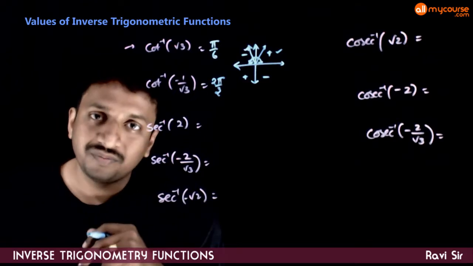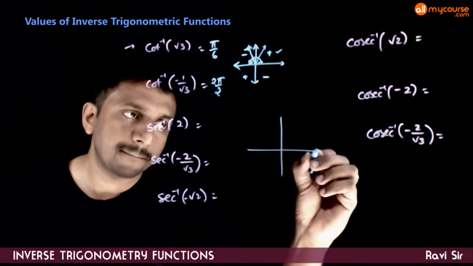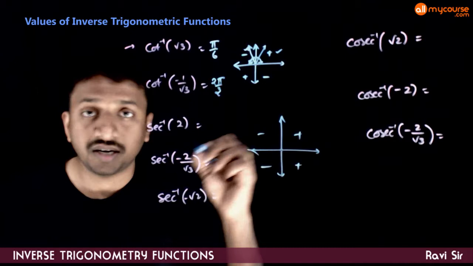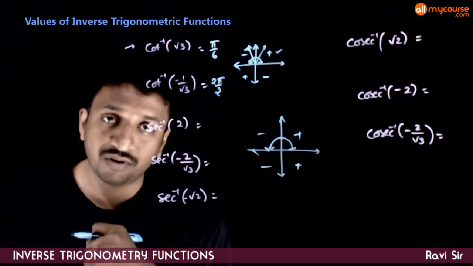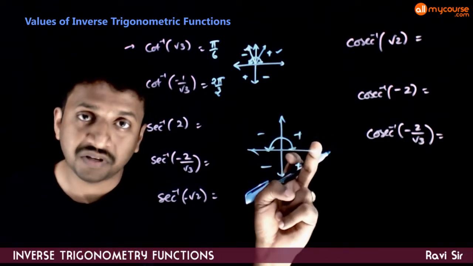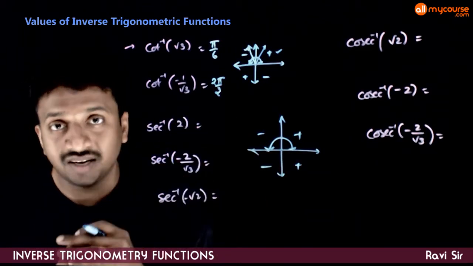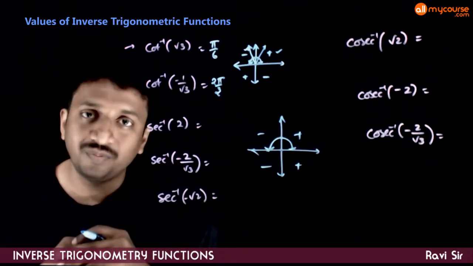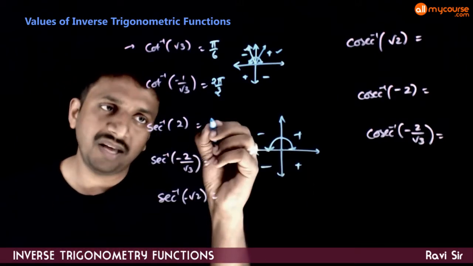Secant inverse of 2. Again, what is the quadrant diagram for secant inverse? Secant is positive here, negative here, negative here. And the range of secant inverse is 0 to pi. This is how you draw the diagram. Now, if positive numbers go inside secant inverse, you get angles in the first quadrant. If negative numbers go inside secant inverse, you get angles in the second quadrant. Secant inverse of 2. For what value of theta is secant equal to 2? Pi by 3.